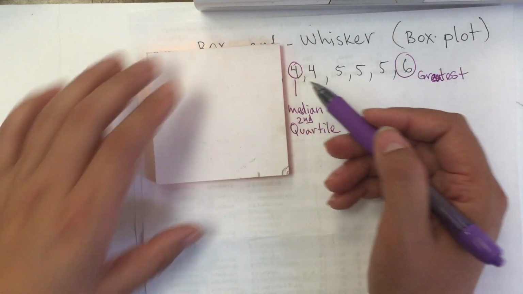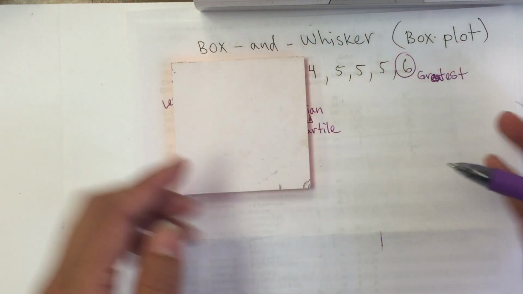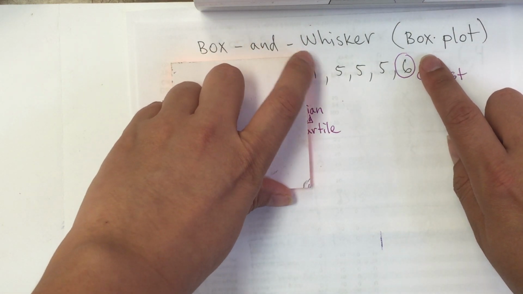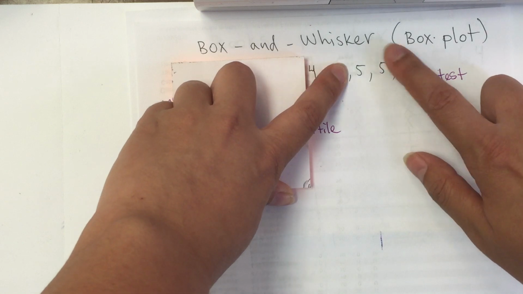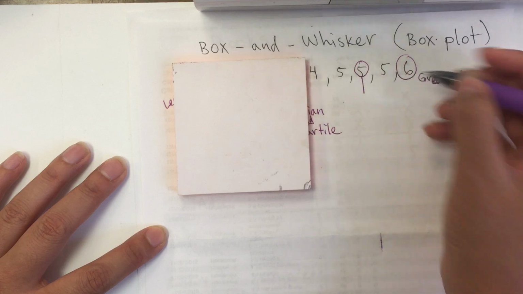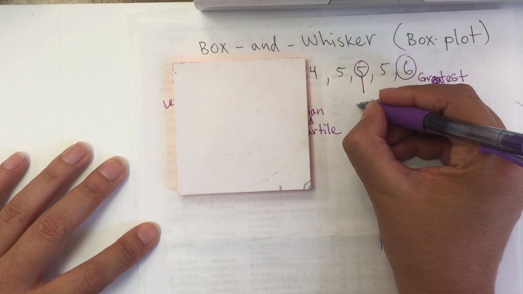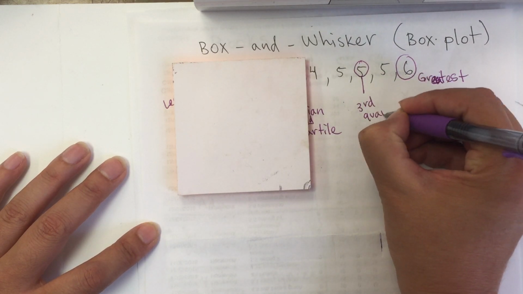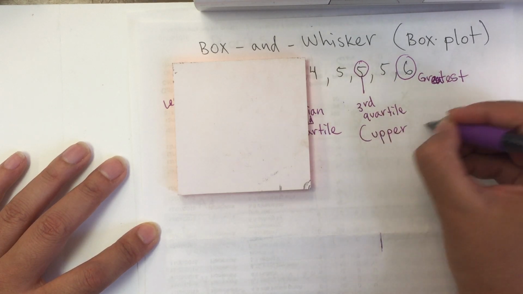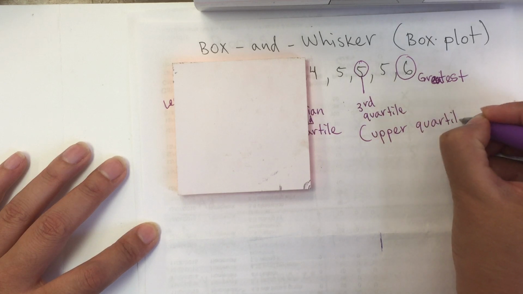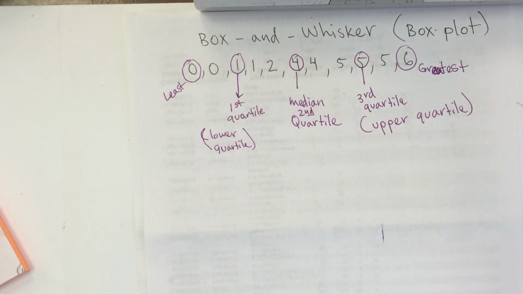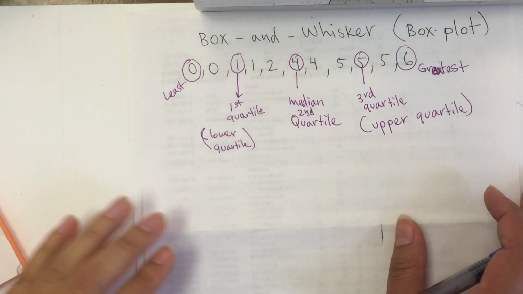Now I'm gonna cover again my median for the whole data, and I'm gonna only have the median of the upper part of the data. So again, I'm gonna cover the 4 and the 6, the 5 and the 5, and so my median in here is 5. We're gonna call this the third quartile, but it's also called upper quartile. And so these are the 5 pieces of information that you will need to create a box plot.